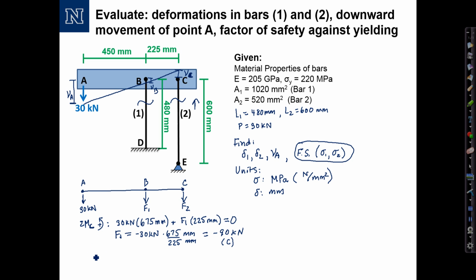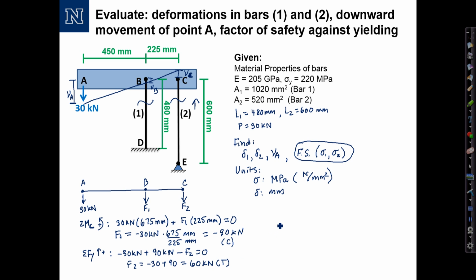To solve for F2, I'll take the sum of the forces in Y, positive in the upward direction. Working from left to right, I have negative 30 kilonewtons. I have F1, which is actually acting upward, plus 90 kilonewtons, minus F2 equals 0, and that gives me F2 equals negative 30 plus 90, which is 60 kilonewtons. That tells me it's in tension.